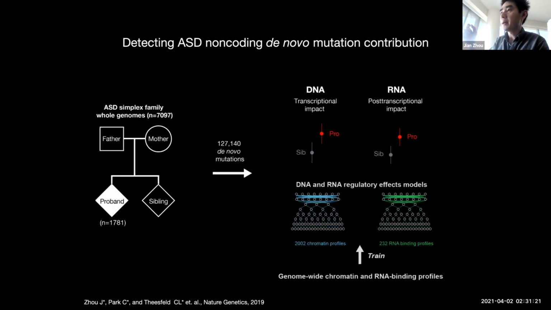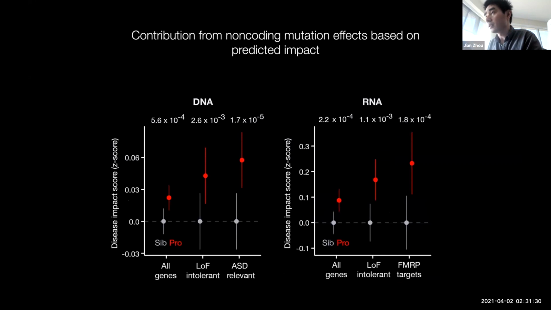And now we can compare the proband mutations and sibling mutations to see whether proband mutations have a stronger impact than sibling mutations. And this is indeed what we saw. For both the DNA level and the RNA level, we see a stronger effect in proband compared to sibling. And we see an even stronger effect if we focus on gene sets that are previously known to be relevant to autism through coding mutations.